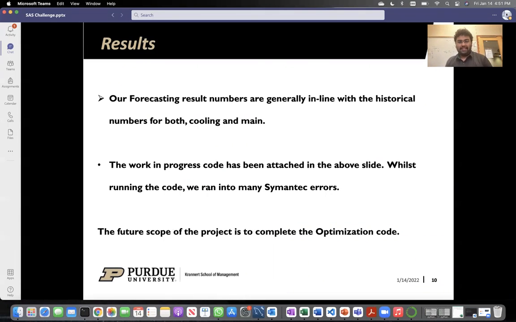Reiterating, our forecasting result numbers were generally in line with the historical data, meaning that there was no anomaly in the pattern that we observed. For the optimization, we were challenged with some semantic errors, which we had to work around, but that is still in progress. So we have put this in our future scope. We will work on it and try to come up with a solution.